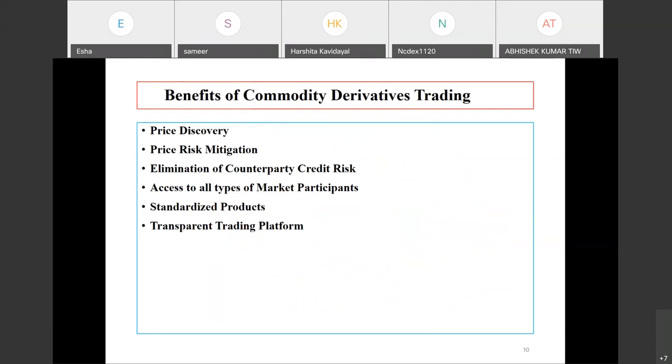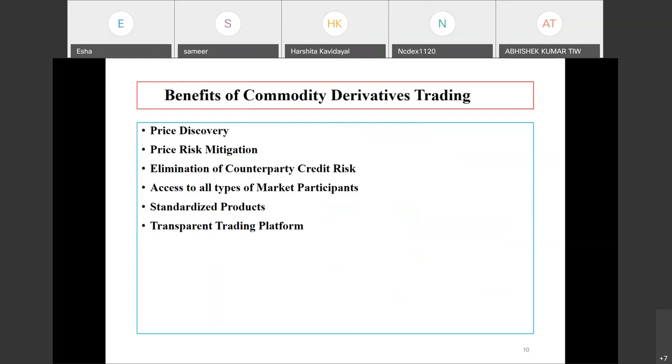Then access to all types of market participants. So the person who is sitting at Chennai and the person who is sitting at Mumbai, they see the same trading screen. There is no hidden cost of this screen. And all the transactions are similar for all the participants. So it is an actual benefit for the players who are trading on this stock exchange platform. There is no hidden cost. The person who is sitting at Mumbai will see the same trading screen as the person who is sitting elsewhere in the country.